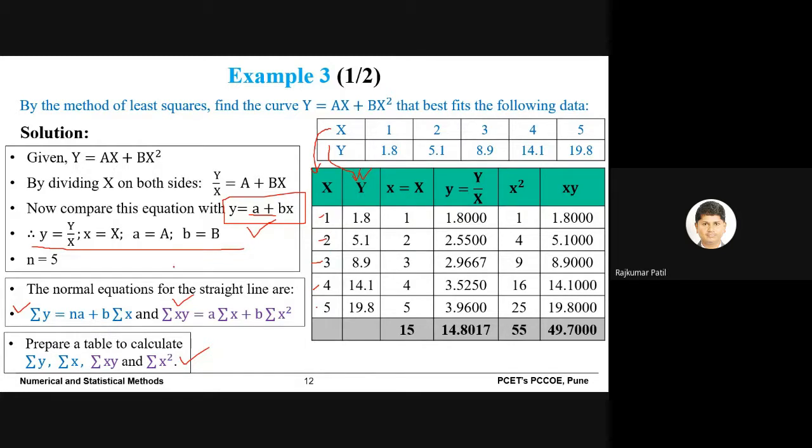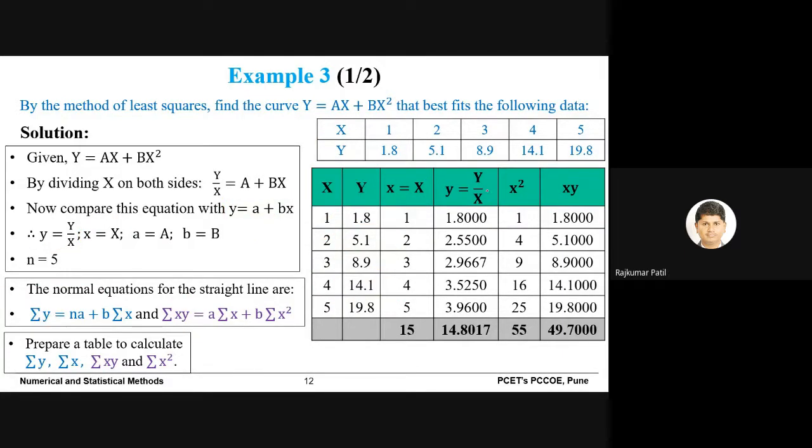For example, we are replacing small capital X by small x. So here you can see the small x value will be equal to capital X. So you can see this is just a replica of column number 1, and that's why the values of column number 3 are 1, 2, 3, 4, 5.